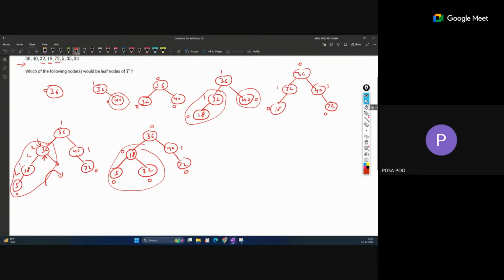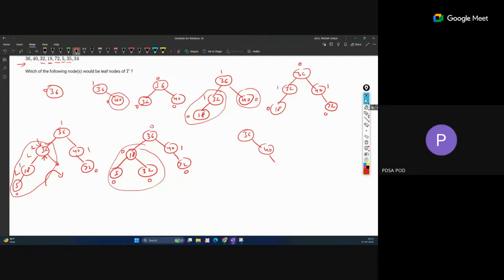So now 5 is done. Now we will add the next, 35. This insertion is also important for binary search tree questions. Sometimes a similar type of question gives this sequence: create a binary search tree and ask what the leaf nodes are. So this insertion operation should be very clear.